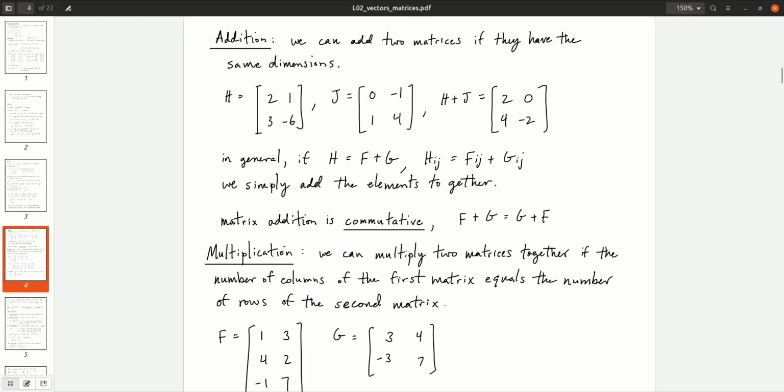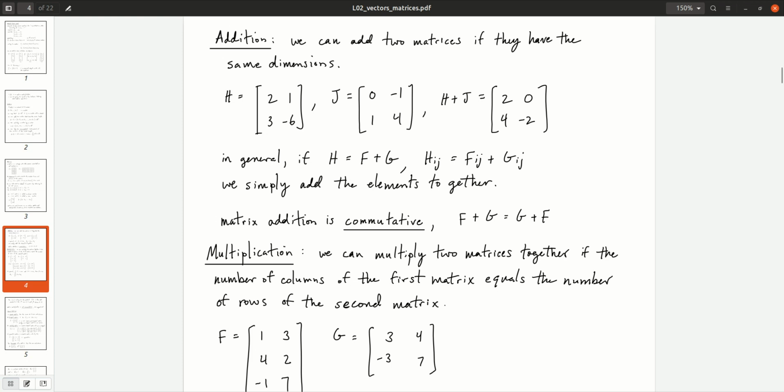Let's start with addition. We can add two matrices together if they have the same dimensions, so the same number of rows and the same number of columns. Here's an example. H is a 2 by 2 matrix, 2 rows, 2 columns. J is also a 2 by 2 matrix. So we can add H to J, and we write that as H plus J. The way we add two matrices together is we just take the corresponding elements and add them together.